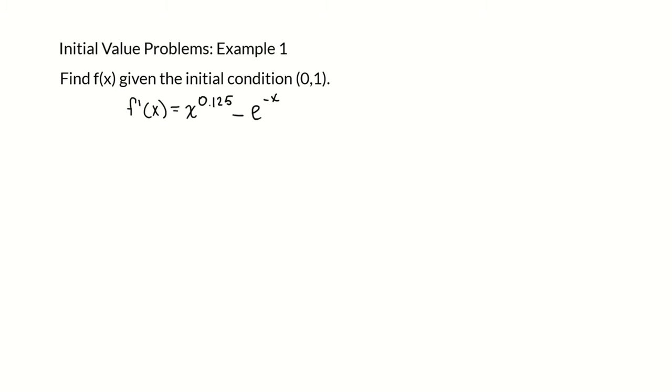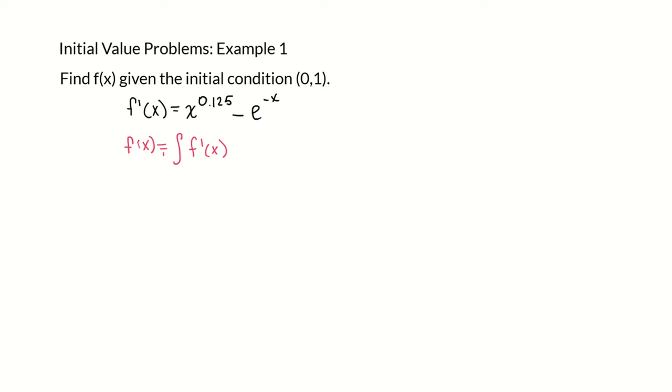Find f of x given the initial condition (0, 1) and the derivative f prime of x equals x to the 0.125 minus e to the negative x. So if we want to find the function f of x, we're going to find the antiderivative. So f of x is going to be the antiderivative of f prime of x.